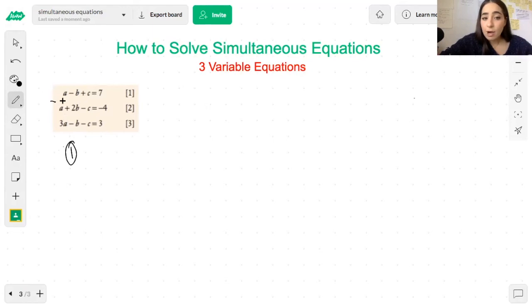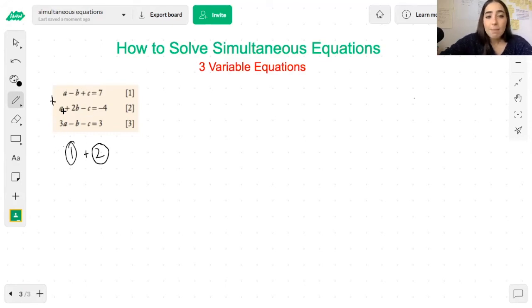And I choose C and not A because I look at my third equation and I also realize that C has a coefficient of 1 in the third equation. So I'm like, okay, I know that C is going to be the easiest variable to eliminate. So I do equation 1 plus equation 2, right? Because I wanted to eliminate C, so I need to add them together.